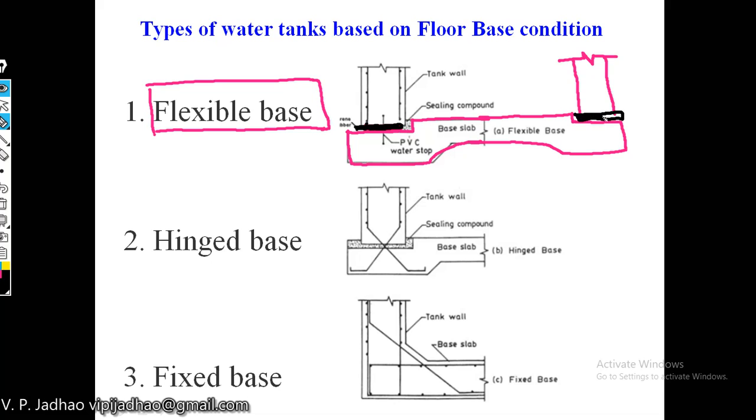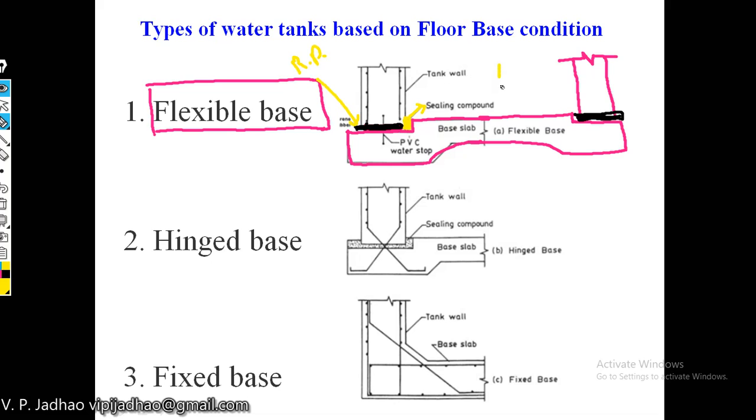And again, we will provide some sealing material here. Here you can see written sealing compound. So some sealing material is provided at the joint between your wall and base, and a rubber pad is provided below the water tank. You can see here some rubber pad is provided.